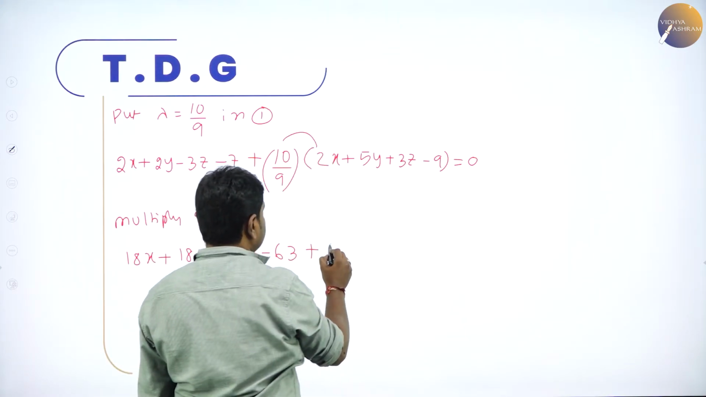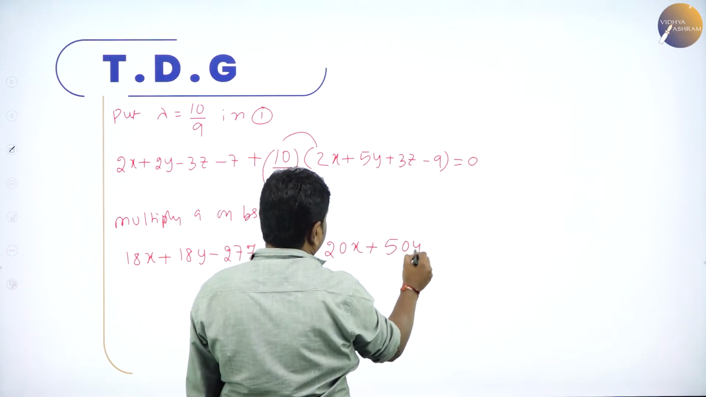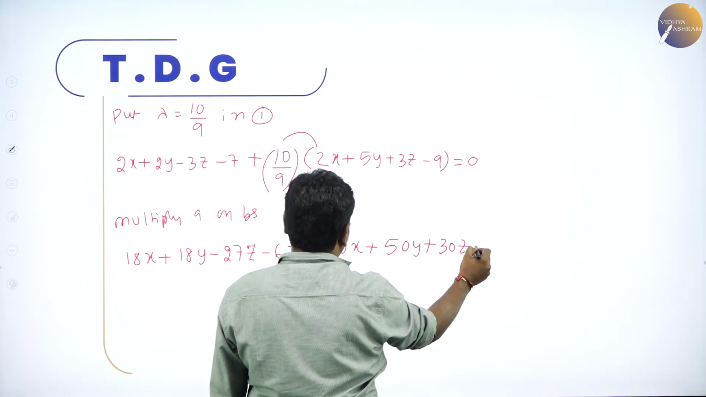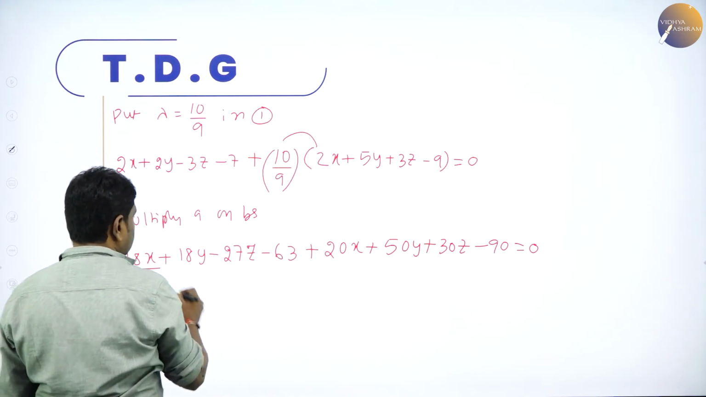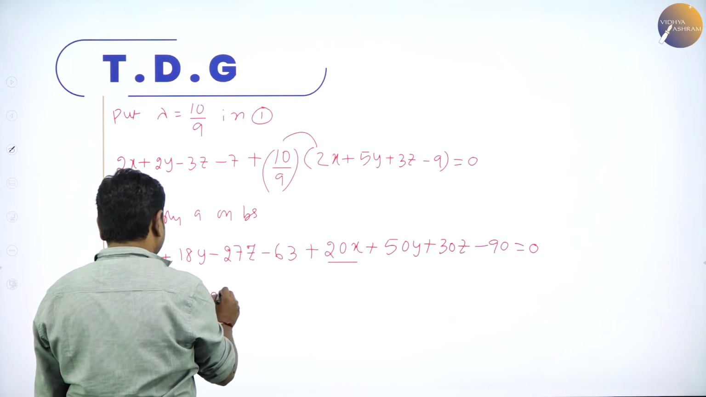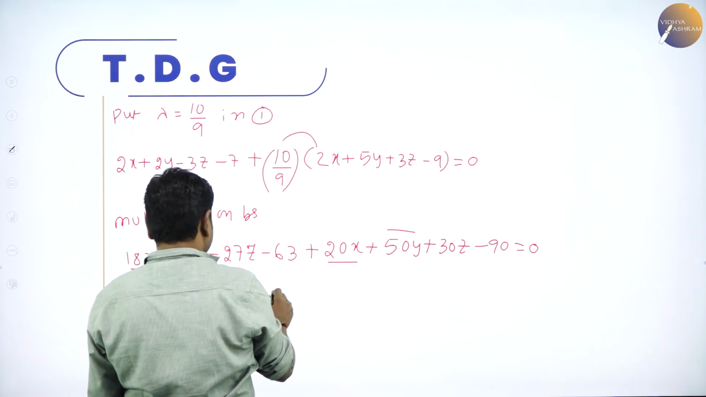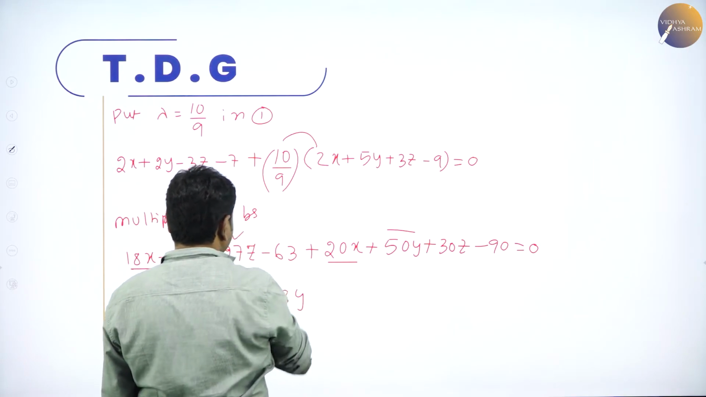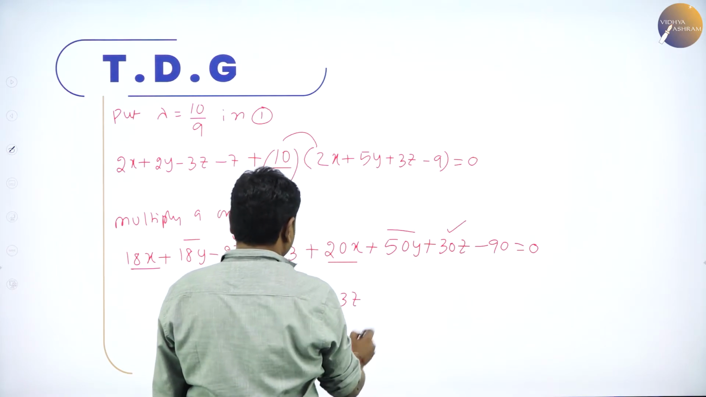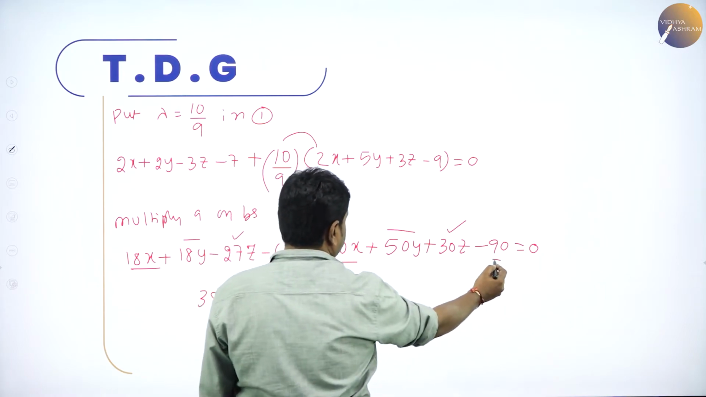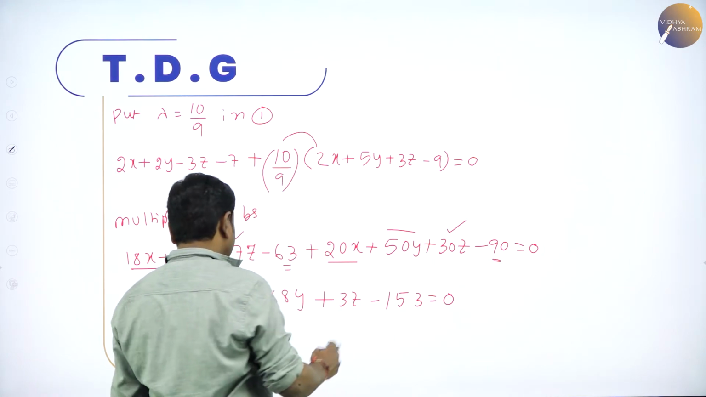You multiply: 10 2s are 20x plus, because 9 9 cancels, and 10 5s are 50y, 10 3s are 30z minus 90 equal to what? 0. So 18x plus 20x, 38x, 18y plus 50y, that is 68y, minus 27z, 30z, that is plus 3z, and constant minus 63 minus 90, minus 153 equal to what? 0.